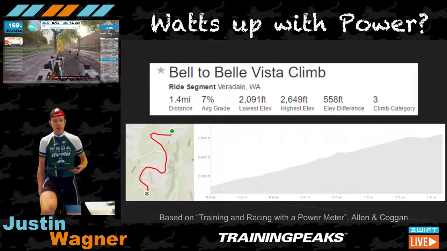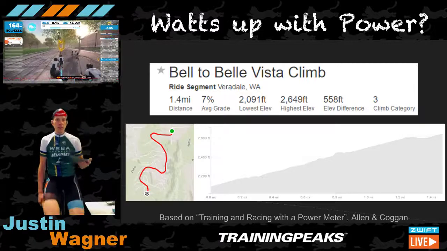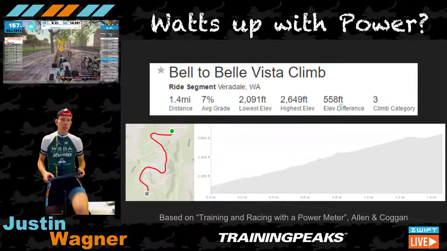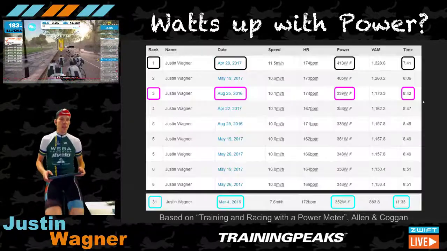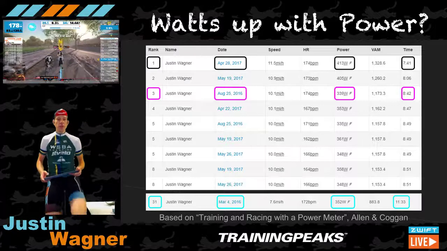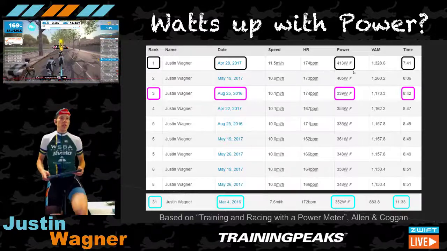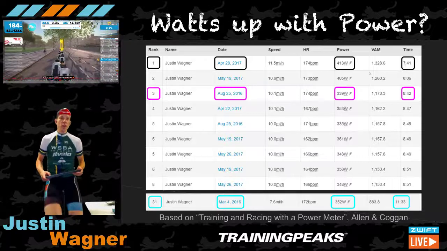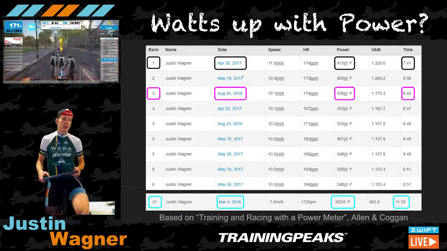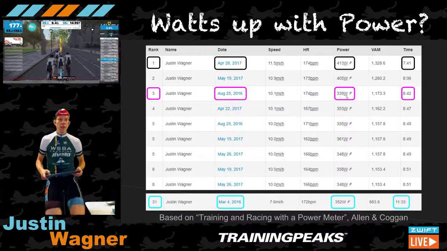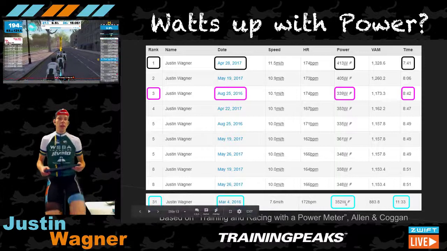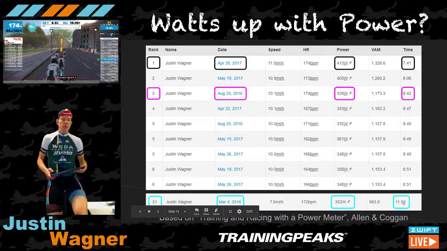Here we go. We're going to talk about this specific climb that I've done several times near my house here. Bella to Bella Vista climb, 1.4 miles, 7% average gradient. So we're going up 560 feet. What's interesting is we're going to focus on 3 separate times here. The top one, the time is 7:41, average watts 413. Another time, less than a year earlier, 340 watts, time 8:42. Now here's the interesting one, way down on the chart, 352 watts and 11:33.